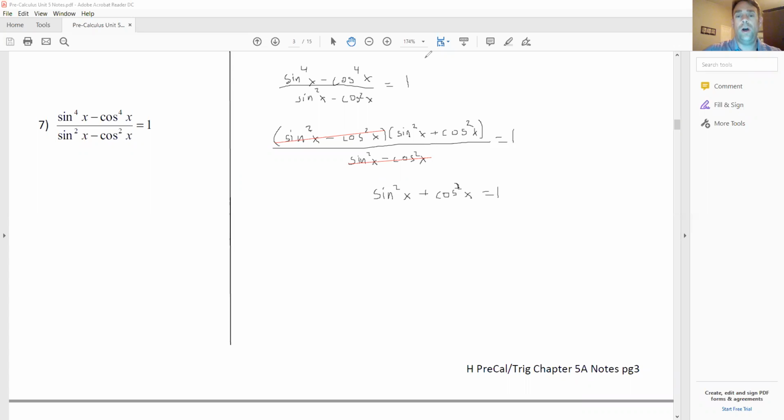Some of you guys will have the tendency to want to say, oh, well, yeah, that's true. That's one of our little identities, and you're going to leave it alone. You still have to make that final trig substitution. So you can't just leave it like that. You got to make the trig substitution of sine squared x plus cosine squared x equals 1. So in place of sine squared x plus cosine squared x, we're going to put 1, and then it equals 1. And we are done.